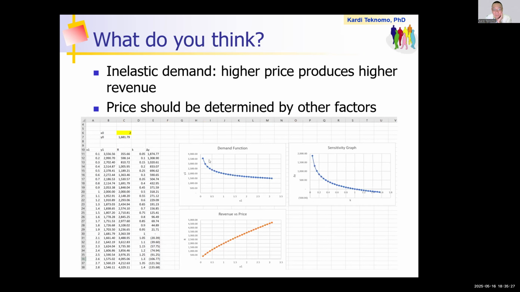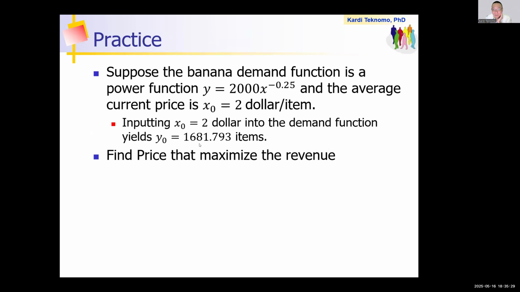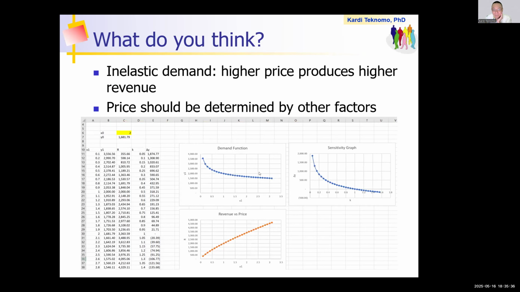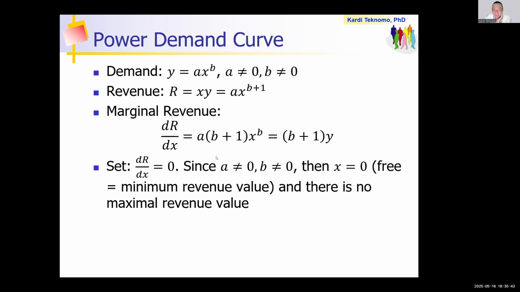What happens if your demand function is actually not linear but exponential, like this power function? In this case, you cannot find the actual value. The actual value is only 0, only a minimum. There is no maximum revenue.